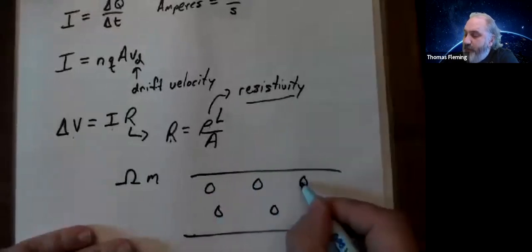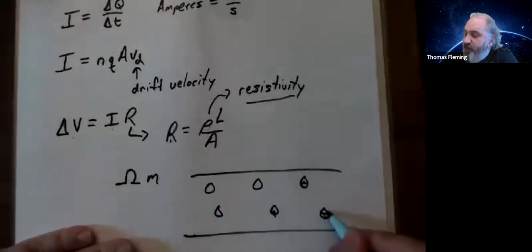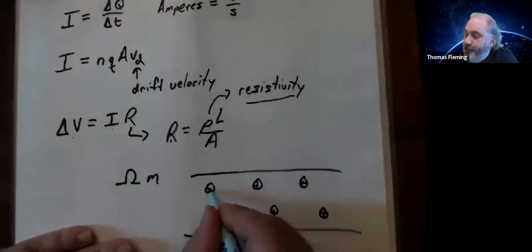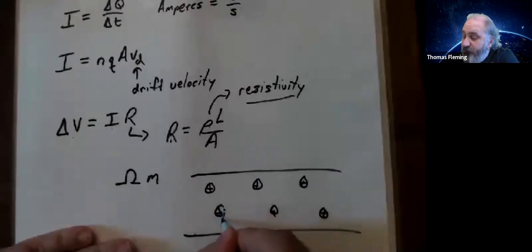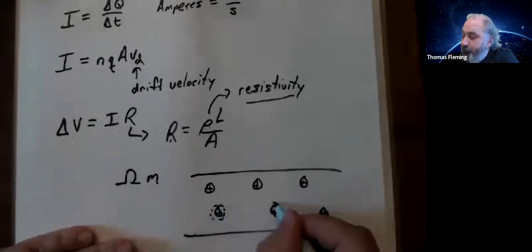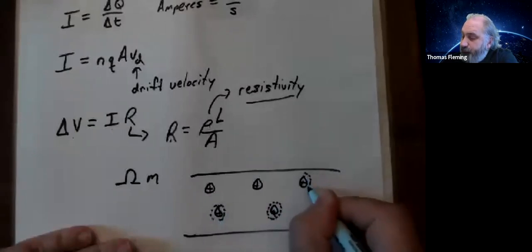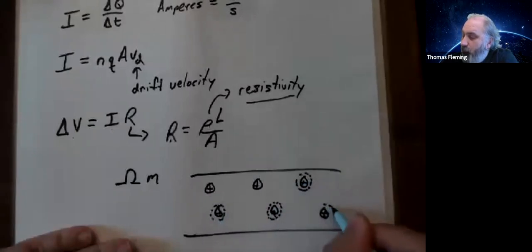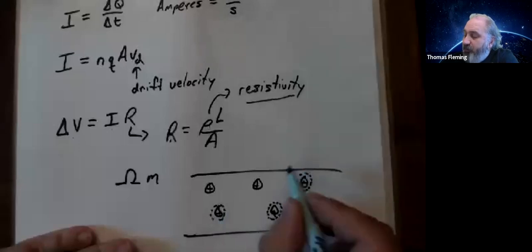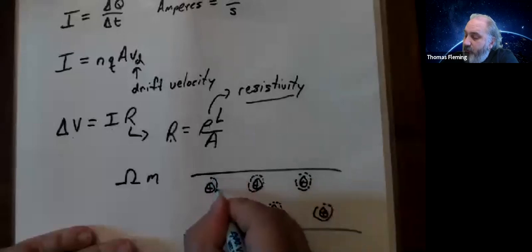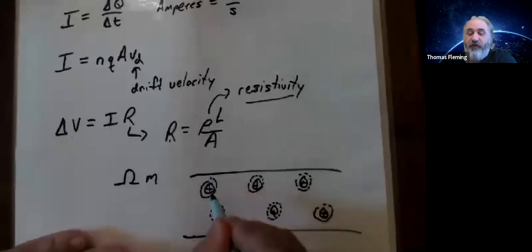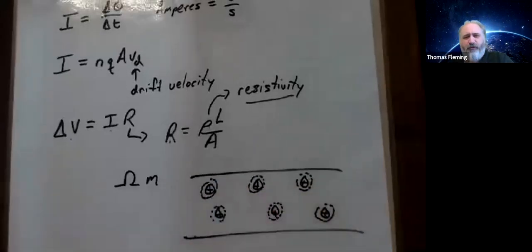And of course, all those atoms are positively charged. And every atom has electrons bound to it, but the lowest energy electrons, they're basically stuck on their individual atoms. They can't move from place to place and carry current.